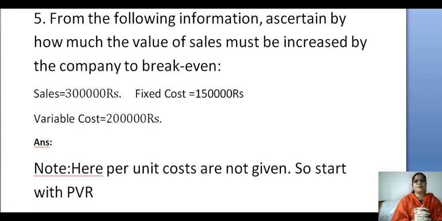Coming to fifth problem, from the following information, ascertain by how much the value of sales must be increased by the company to break even. So sales are given, fixed cost is given, variable cost is given. Note that here per unit costs are not there. Problem seems to be simple because very small problem, but per unit costs are not given. So how do we move about?